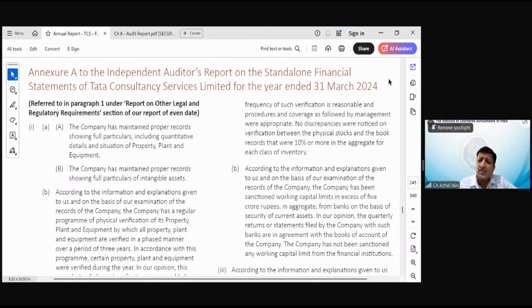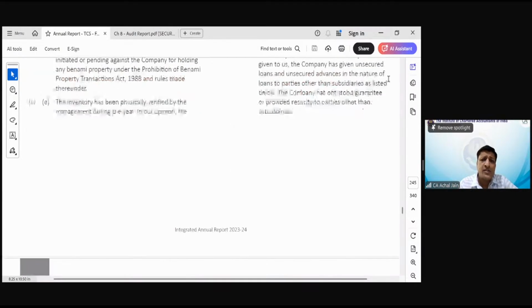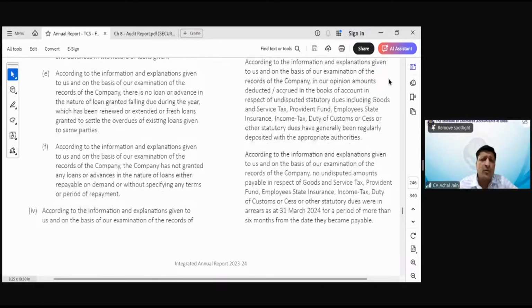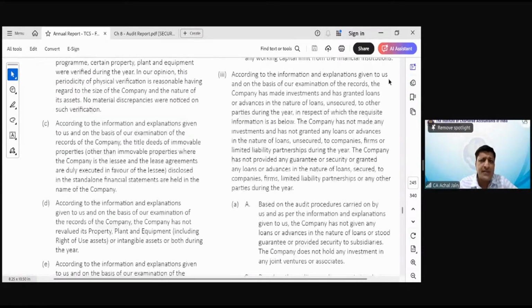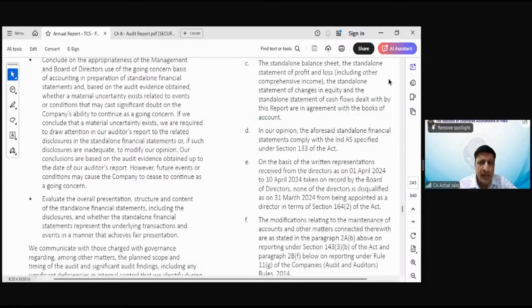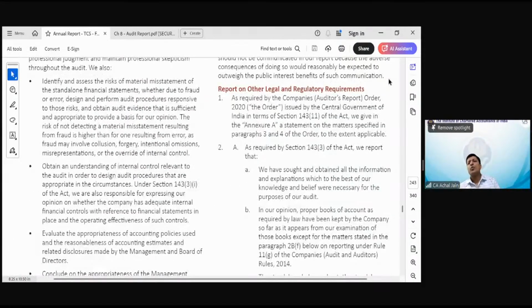In this CARO, there are various points which the auditor is required to comment upon. We'll come to all of these points later on. Now, going back to the section on report on other legal and regulatory requirements. Shreya is asking, sir, does even date mean the same date? Yes, of the same date. These are not of two different dates, and that is how it should be.